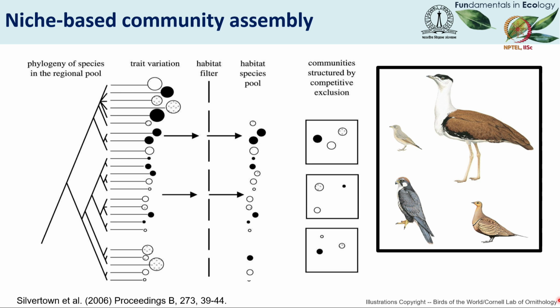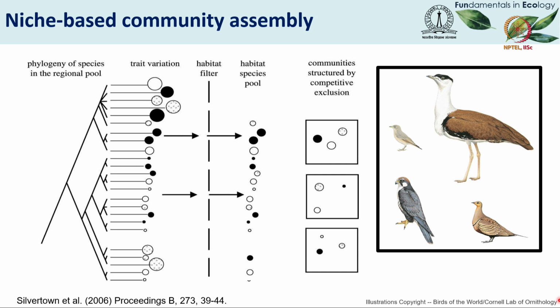So as an example, here is a regional species pool of all of the bird species that are found in India, and they vary in their temperature tolerances. The larger the species, represented by larger dots, the more cold adapted they are, and the species represented by smaller dots are warm adapted. The Thar desert, for example, which is hot, imposes some habitat filter, allows warm adapted species to pass through that filter to form the habitat species pool.